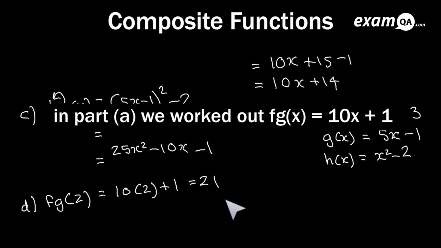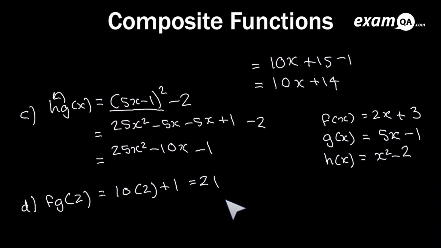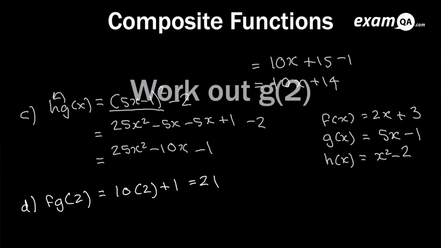However, in a question, if you have not already worked out fg(x) and it's asked for fg(2), there's a slightly simpler way to do it. You can put that 2 into the g function, and that answer, put that into the f function, and that should give you the same answer. This method will just simply save you working out the fg(x) function.